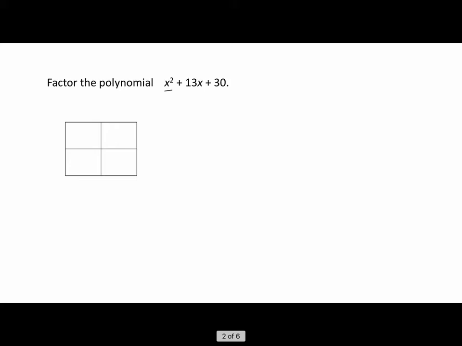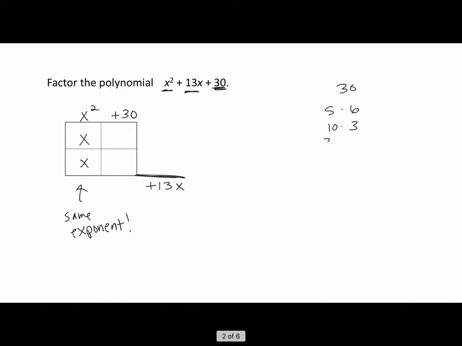So we are looking for factors of x squared and factors of positive 30, such that the sum of the products of those factors is the middle term, a positive 13x. So factors of x squared can only be x times x. These have to have the same exponent for both base x's. And factors of 30, there are many factors of 30, right? 30 could be 5 times 6, it could be 10 times 3, it could be 30 times 1, or 15 times 2, okay? So we have a lot of options. We can choose whichever ones we want to try.